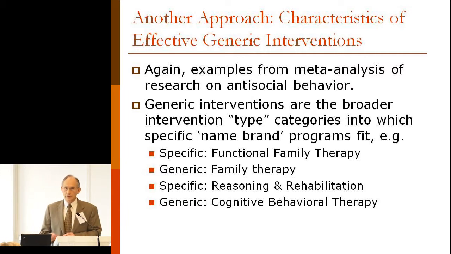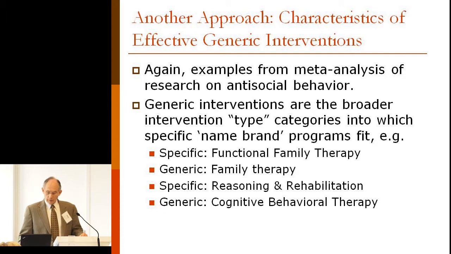Okay. Second approach here is to look a little more generically at the nature of our evidence on interventions and go beyond just the name brand programs. And again, I've got examples from meta-analysis on antisocial behavior. What I mean by generic interventions here are the broader intervention type categories within which the familiar evidence-based interventions fall. So for example, functional family therapy is an evidence-based intervention that appears on almost all of the registries and lists. The generic category here is family therapy.